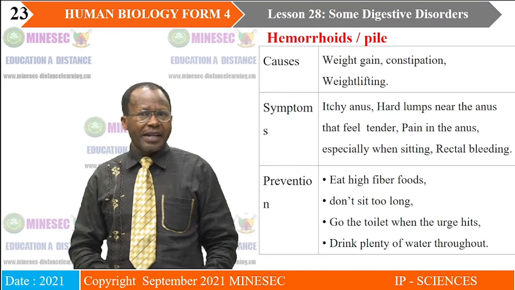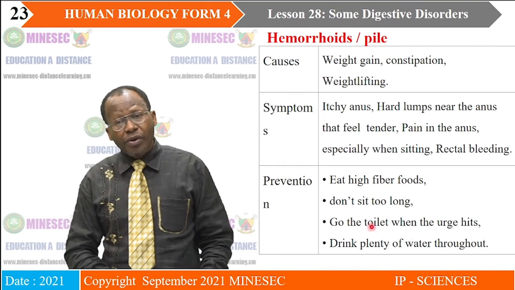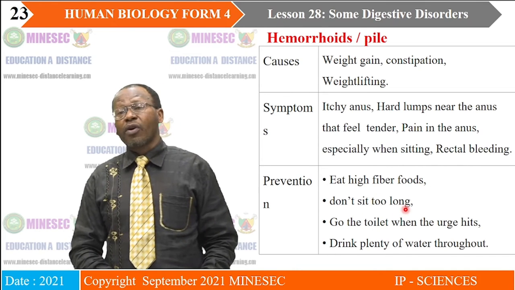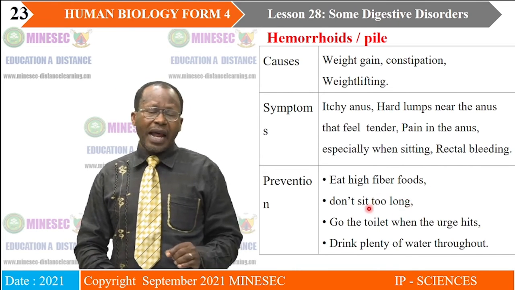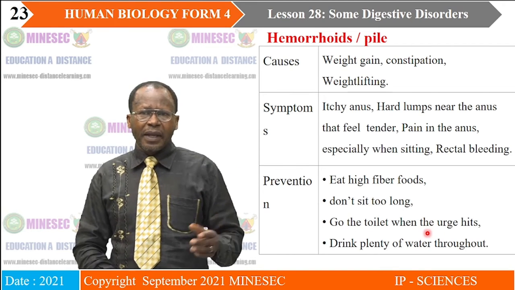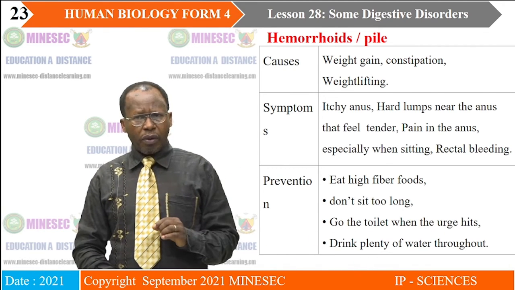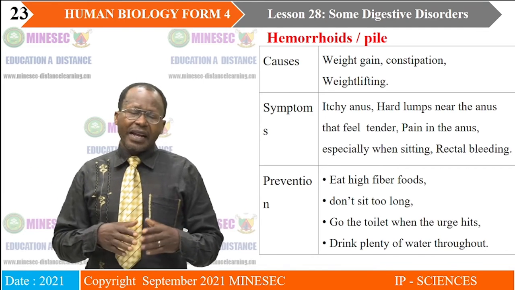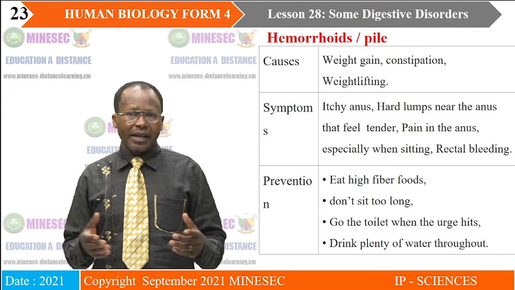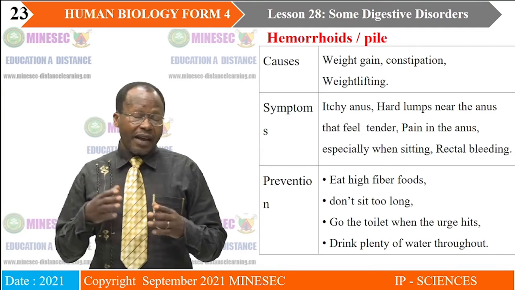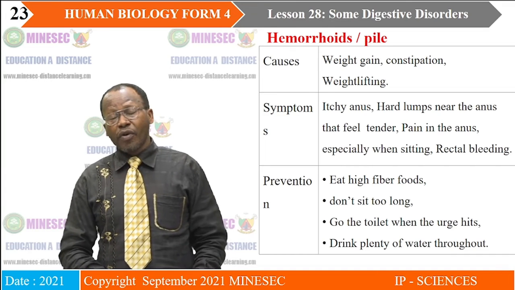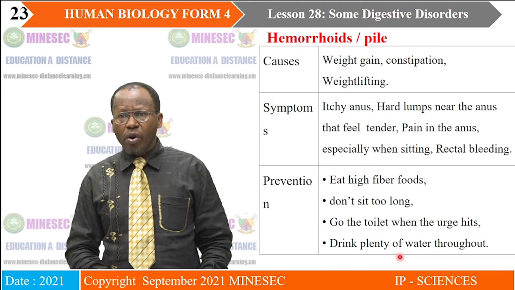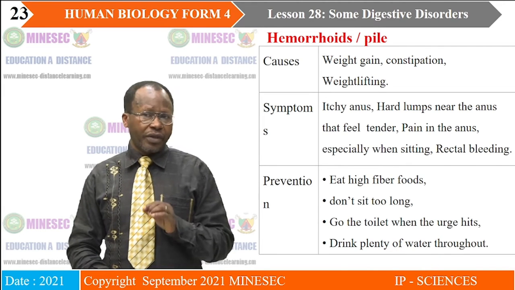But how do you prevent this? This is important. It is good that as you buy food or prepare your food to eat, eat food that contains plant tissues, like eru, something like that, and many others. Then, you should not sit for too long. There are some persons who are sedentary. You sit for 10, 20 hours, and then you just walk for a while and you continue sitting. This may be due to your work, but it is advisable to also take exercises, because sitting as such, you overstrain the rectal region. And then it is good to go to the toilet immediately you feel the urge to defecate.